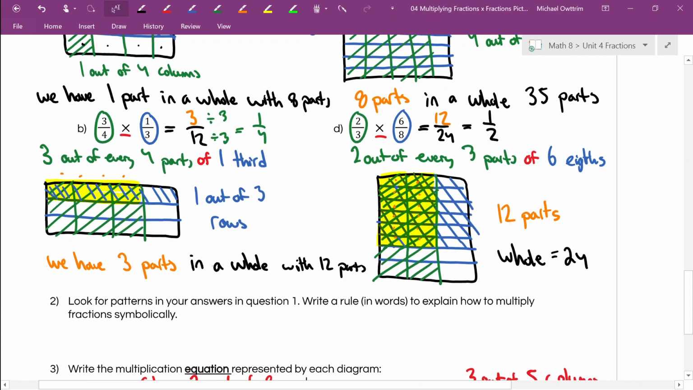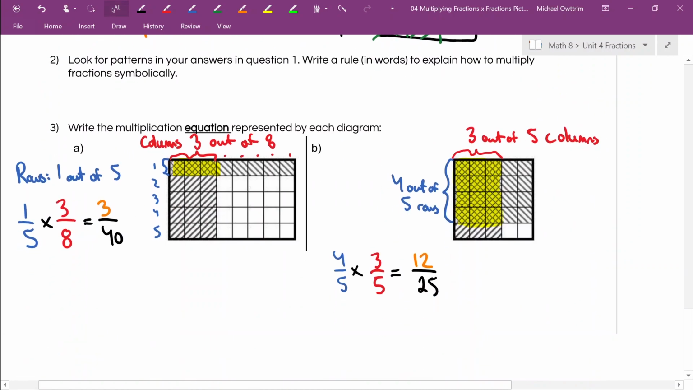Same thing up here. If you wanted to do 2 out of 3 rows and 6 out of 8 columns for question D, that would be fine as well, compared to the 2 out of 3 columns and 6 out of 8 rows that we did here. I hope that's helped you with your multiplying fractions pictorially.